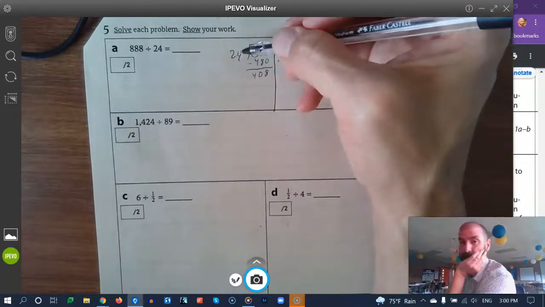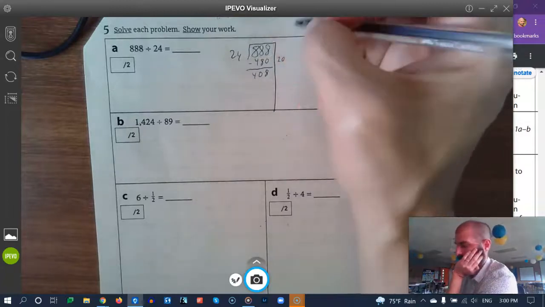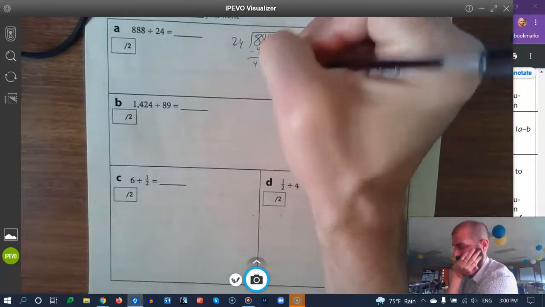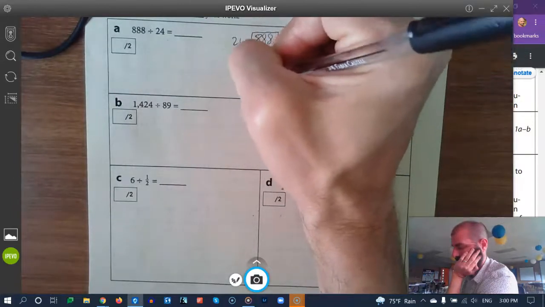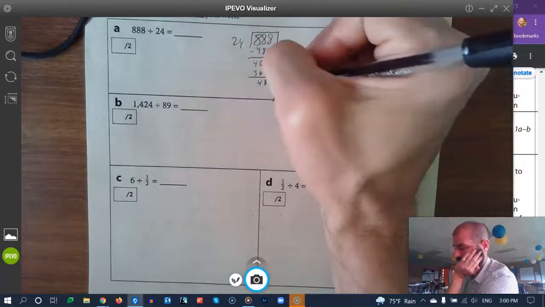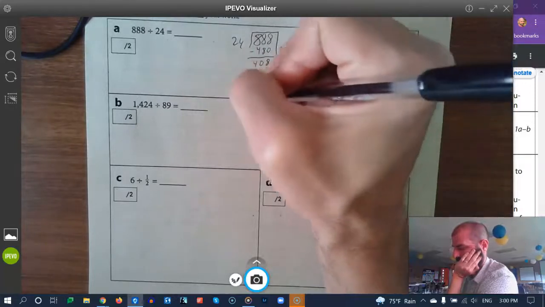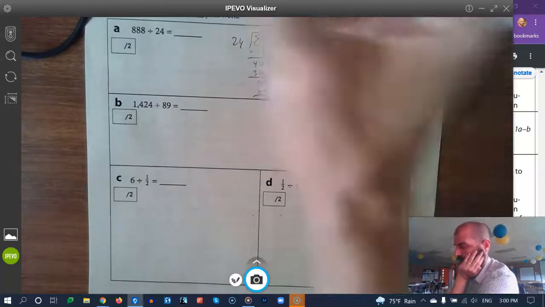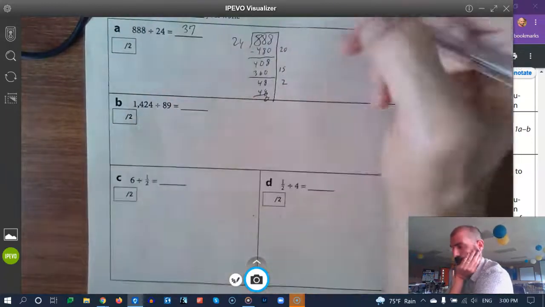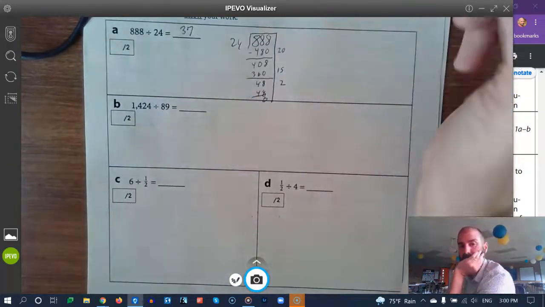So 10 is 240. Half of that is 120. So 15 is 360. 8 is 48, 2 more. It's 48. So then we got 0. So this is 20 plus 15 is 35 plus 2 is 37. So work leading and the correct answer.